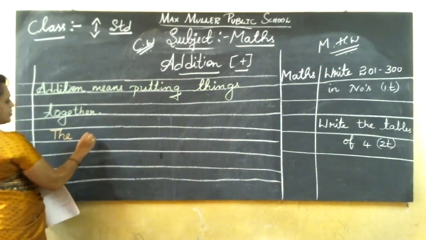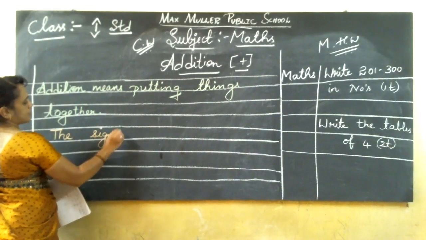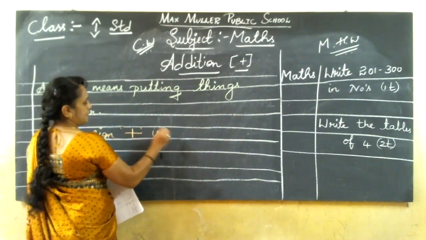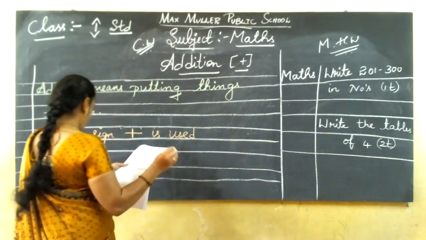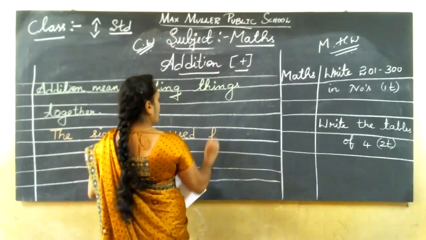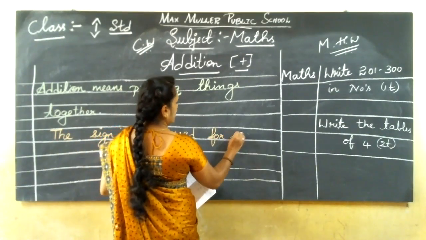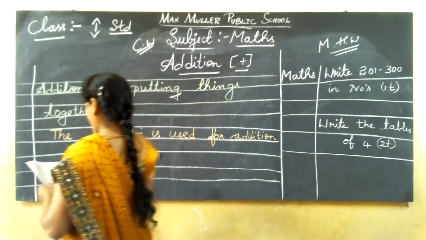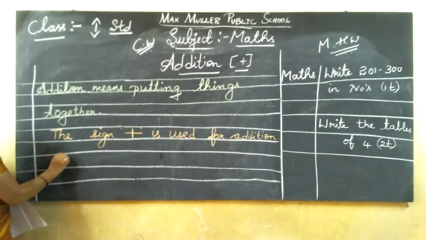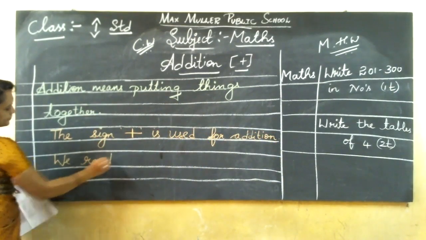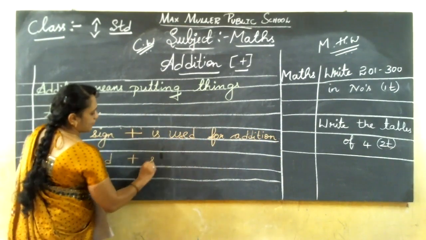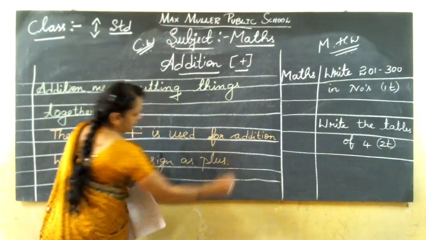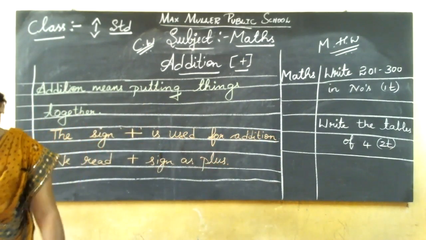The sign plus. What is this sign? Plus. The sign plus is used for addition. Then we read the plus sign as plus. So first you should write these three lines, then only we can start the sum.